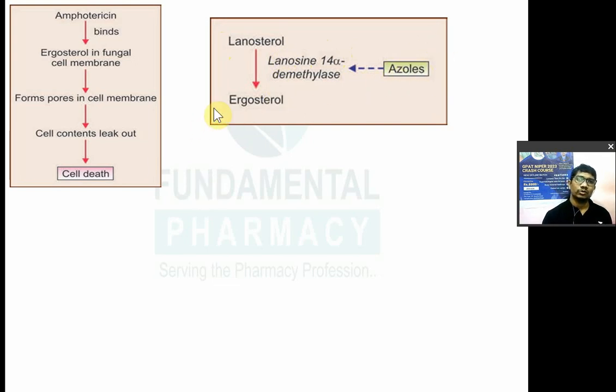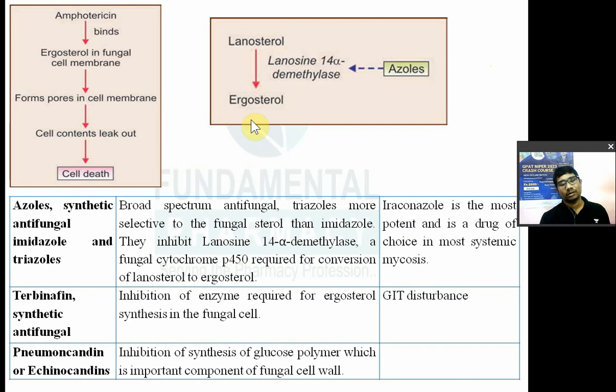So lanosterol is converted into ergosterol. What is ergosterol? It is an important component of the fungal cell wall. Where is ergosterol made from? Ergosterol is synthesized from lanosterol. Lanosterol is synthesized from squalene. Okay. So the azole antifungals inhibit the lanosterol 14 alpha demethylase enzyme and prevent the synthesis of ergosterol. Okay, the mechanism is important.